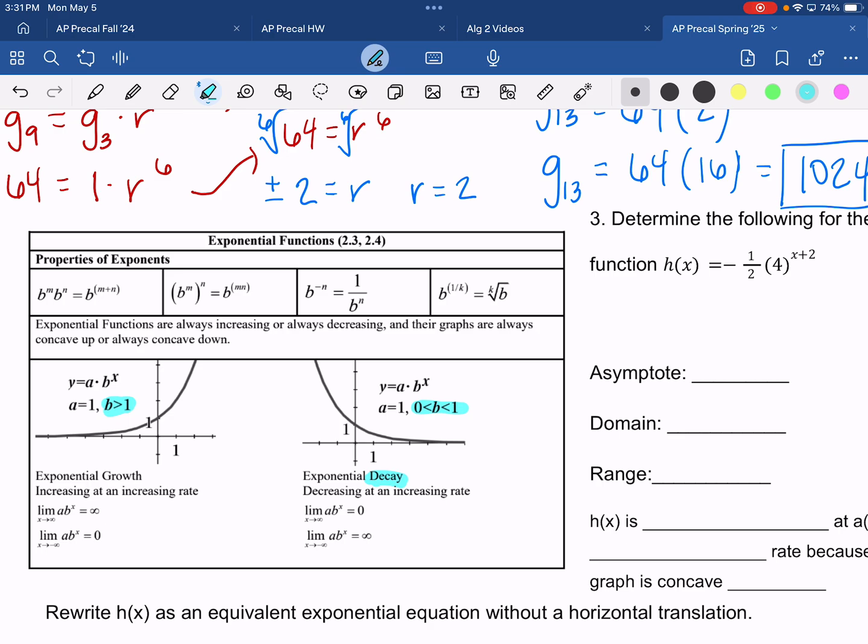Exponential growth, the parent function increases at an increasing rate. But if we reflect that, we're going to see that that's not always true. An exponential graph decreases at an increasing rate. Remember, that's a little counterintuitive, but it means that as I look at each individual point along the way, if I drew a tangent line along that graph, the slopes are getting less and less negative. So it's decreasing still, but at an increasing rate. The slopes are getting bigger.